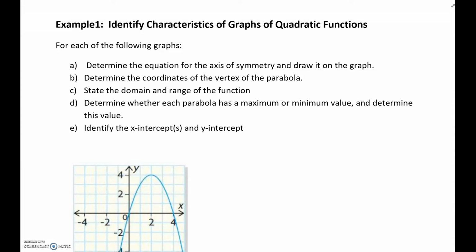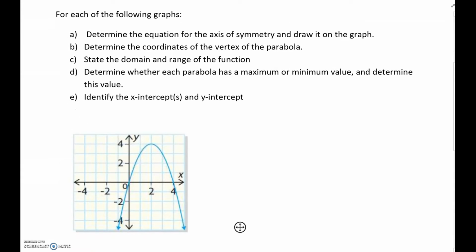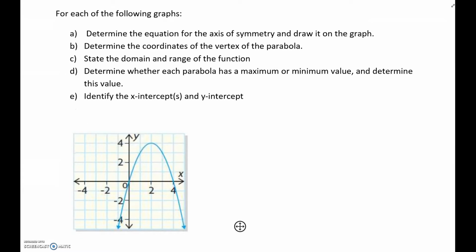For each of the following graphs, determine the equation for the axis of symmetry and draw it on the graph. So for this first part, you're going to want to have a straight edge or a ruler and recognize that it says equation. Put a big star beside it, underline it. That's a place where students usually make a mistake because they just write the x value, but they don't write it as an equation. And when we say equation, we mean there needs to be an equal sign there, okay?